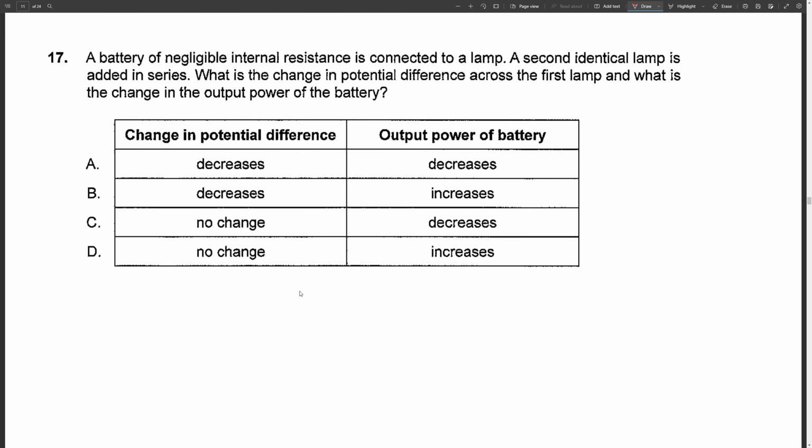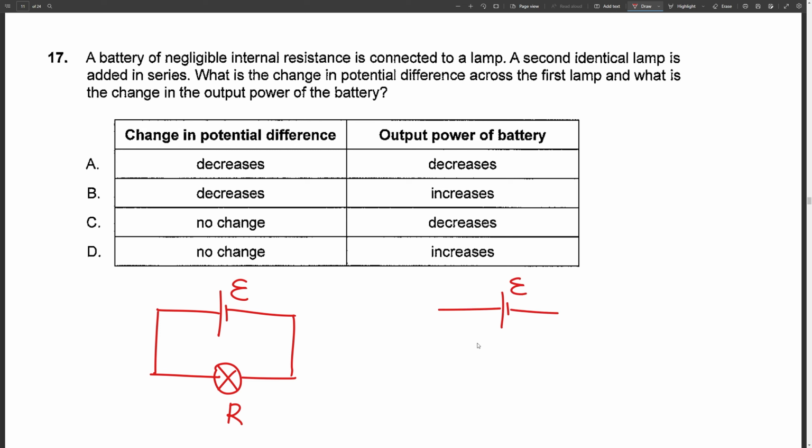In question 17, we have two circuits. The first circuit is an ideal cell connected to a working bulb. Let's label the cell giving an EMF epsilon and the bulb carrying a resistance of R. In the second circuit, we have the same battery as a power supply, which means the EMF is the same, epsilon. But there are two identical bulbs, just like the previous one. We have two identical bulbs, each of them carrying R in resistance.